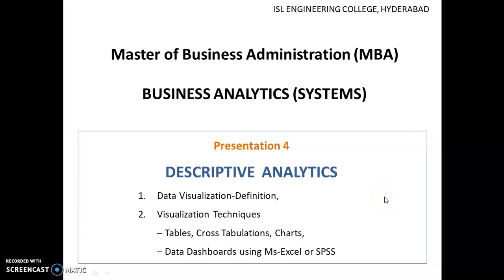Good morning. Today we'll discuss descriptive analytics in business analytics. Descriptive analytics is a set of techniques which describe past data to understand what is going on and what has happened. There, data is very important. We must know how to visualize the data and what the different techniques are.